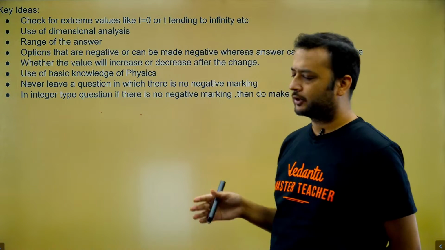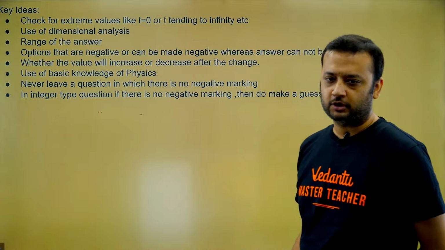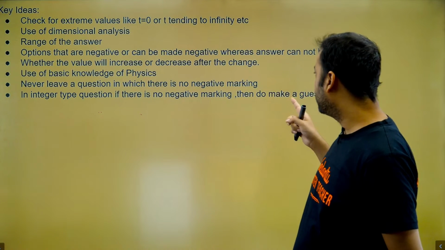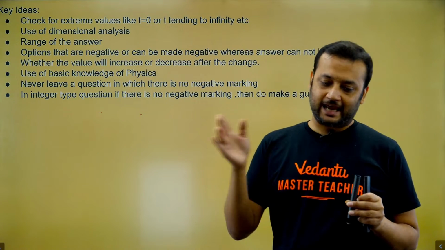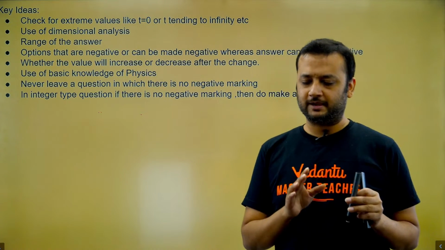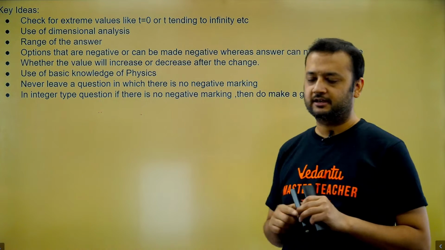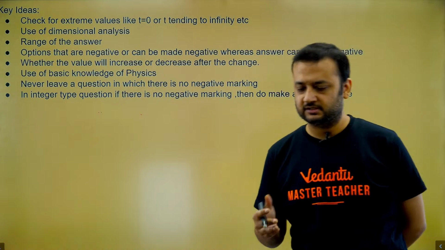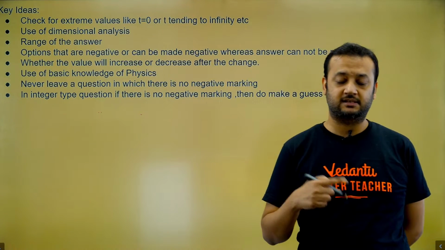Just note down the points. When I apply these points to the questions, you will understand what we mean by them. Options that are negative or can be made negative, whereas the answer cannot be negative. What do we mean by making an option negative? I will tell you when we do questions. Those options which can be made negative, but we are sure that the answer cannot be negative.